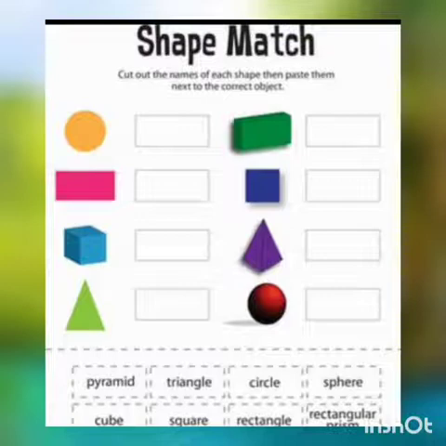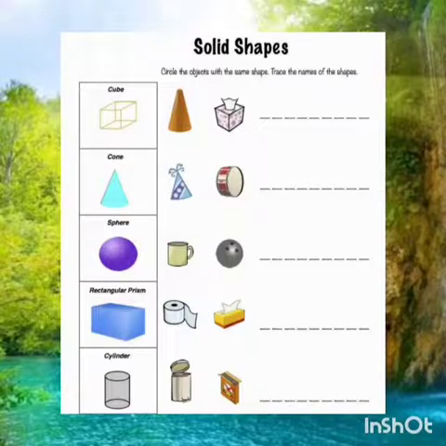Children, based on shapes, I am going to give you some worksheets. In the first one, match the shapes and name them correctly. You have to match the shapes. You can draw, children, and then match the shapes with their names. Now in this activity, you are going to circle the correct object related to the given shapes. Understood, children?